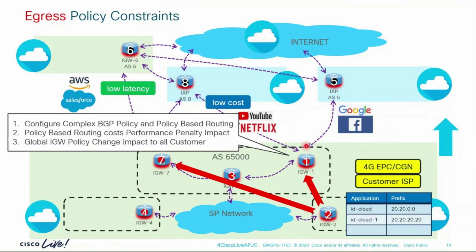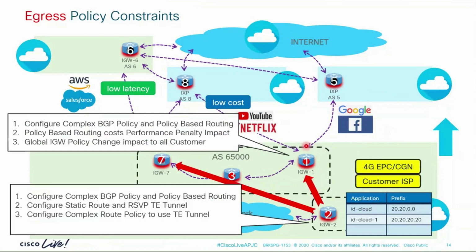To do so with the existing technology is very complicated. You need to define the BGP policy there, or even policy-based routing that will impact the performance. And also, if we select to make changes on the border internet gateway, it may also impact every customer. And even if we manage to steer the traffic up to our preferred internet gateway, we still have difficulty, or no capability, to steer this certain customer using a certain uplink.